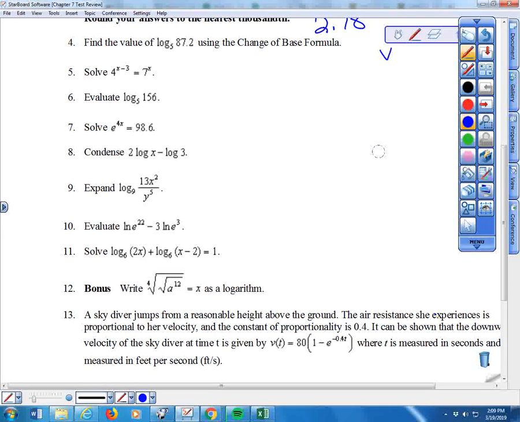Okay. Evaluate log base 5 of 156. Again, that's just change of base. So log of 156 divided by log of 5, which is 3.138.